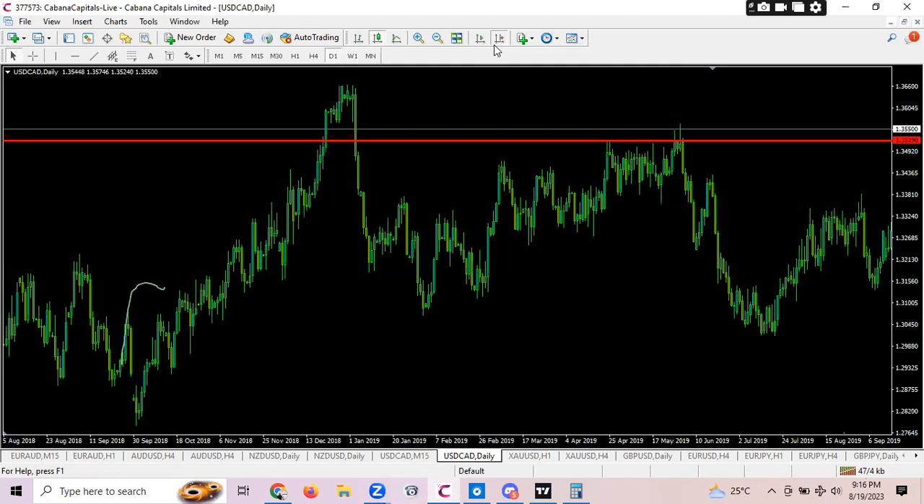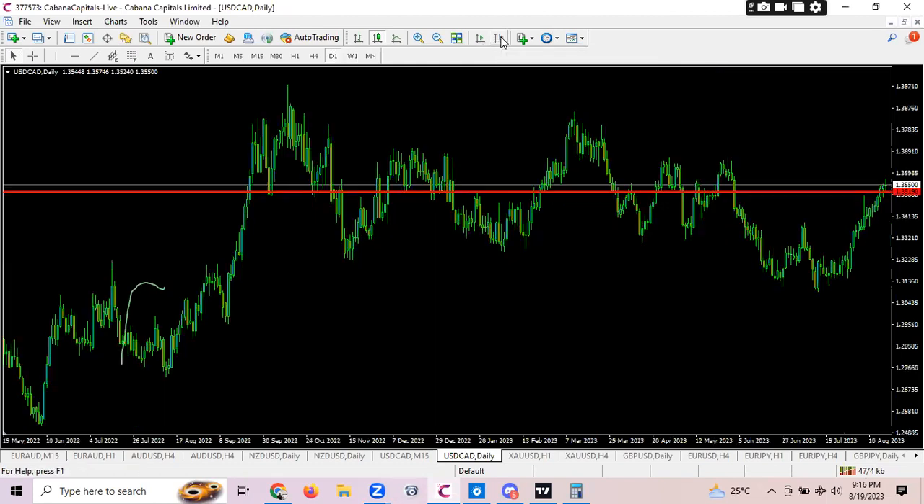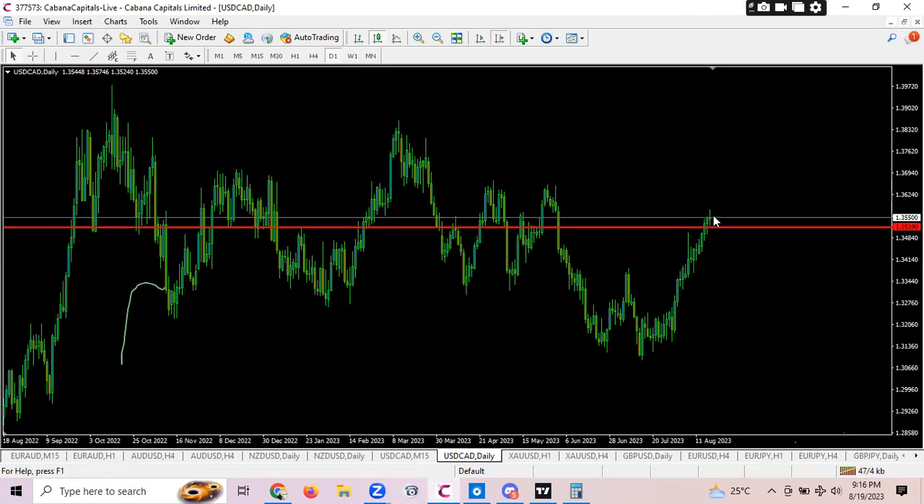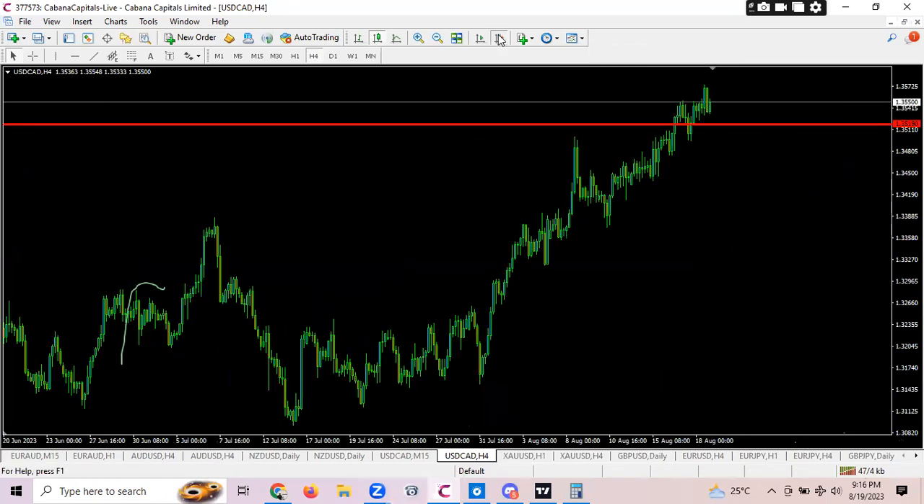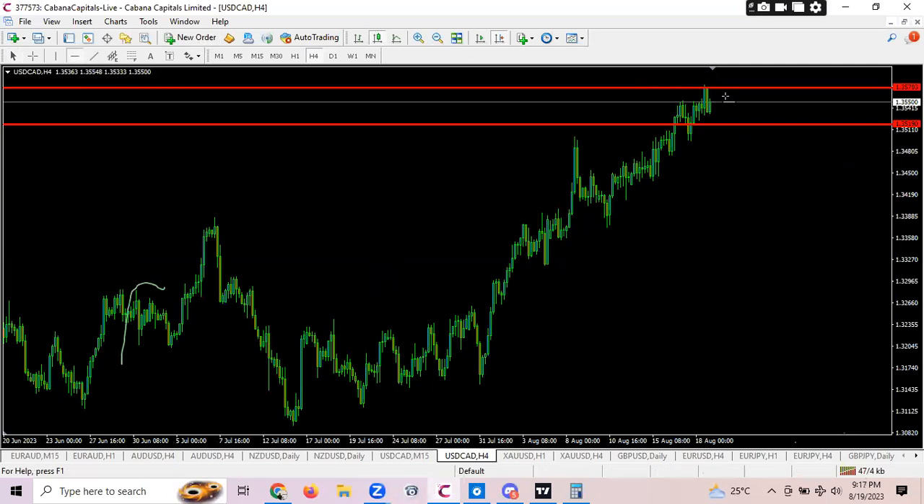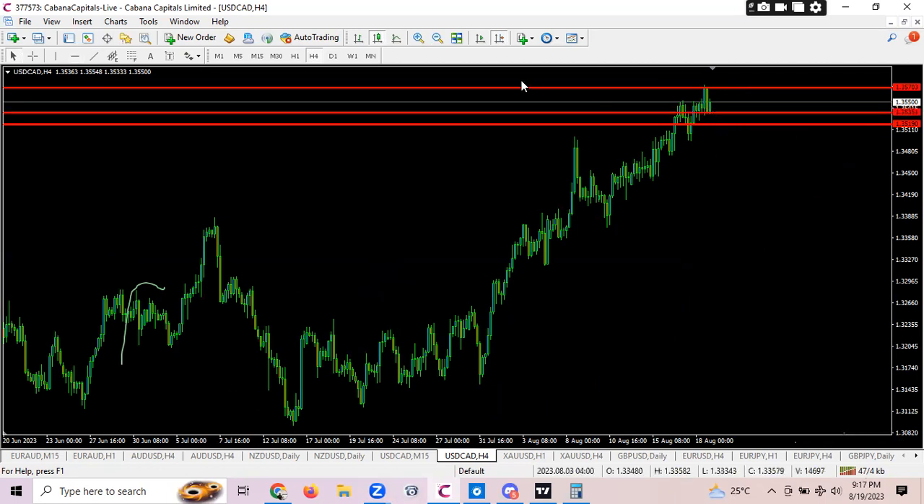Let's go down to daily. What do we have on daily? You can see last Friday's candle closed as a spinning top, right? So we need to identify the resistance and support for that candle, which is Friday's candle. This is our resistance, and this is our support. So this is our demand zone.